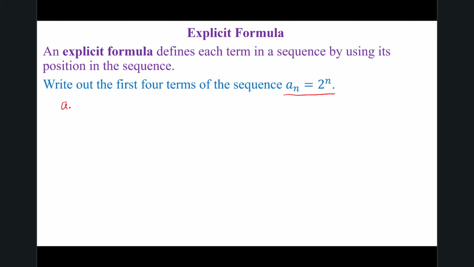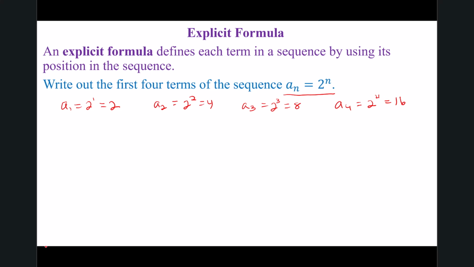I can find the first term. So the first term, a sub 1, would be 2 to the 1, which is 2. A sub 2 would be 2 squared, which is 4. A sub 3 would be 2 to the third power, or 8. A sub 4 would be 2 to the fourth power, or 16.